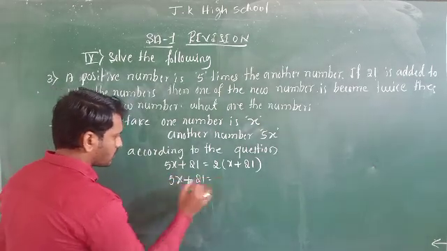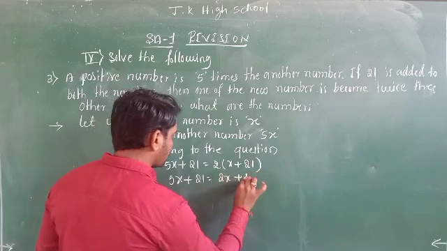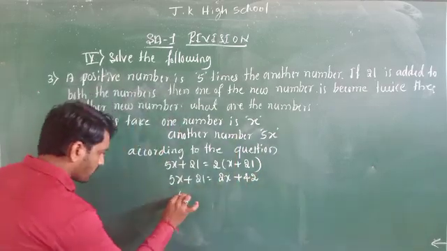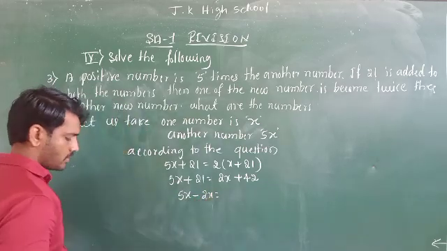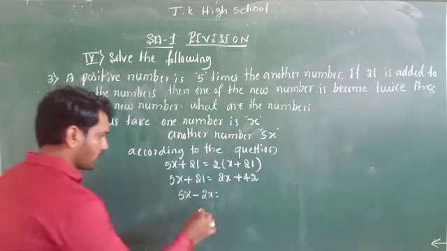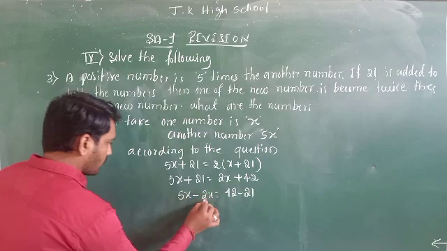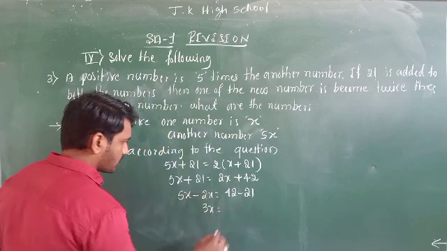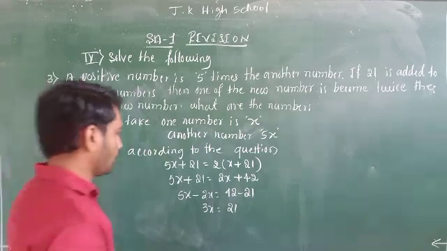5x plus 21 is equal to 2 into x, 2x, and 2 21s are 42. 5x minus 2x, so bring this 2x from right hand side to the left hand side. Next term, 42 minus 21. 5 minus 2 is 3x. 42 minus 21 is what term? Again 21 will get next term.